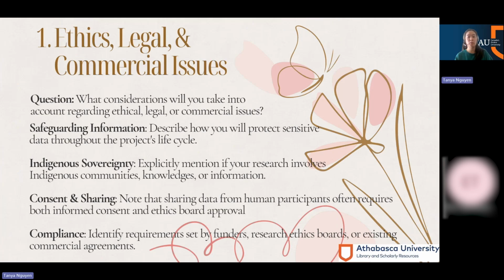Okay, so some crucial aspects of data management will include the ethics, legal, and commercial issues. The question in this section is, what considerations will you take into account regarding ethical, legal, or commercial issues? Firstly, safeguarding information is paramount. You must detail how sensitive data will be protected throughout your project's life cycle. It's not just about compliance, but it's about maintaining trust and integrity.